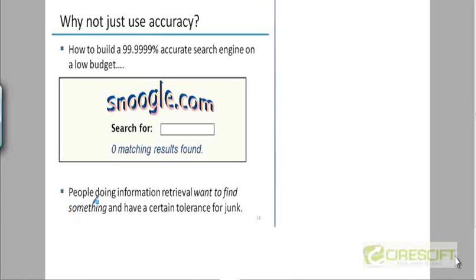The other thing that we have to note is that people who actually use search engines have some kind of tolerance for junk results. As long as they get what they need, it's okay even if a few results are not relevant to them, as long as there are some results that they are seeing which are highly relevant.